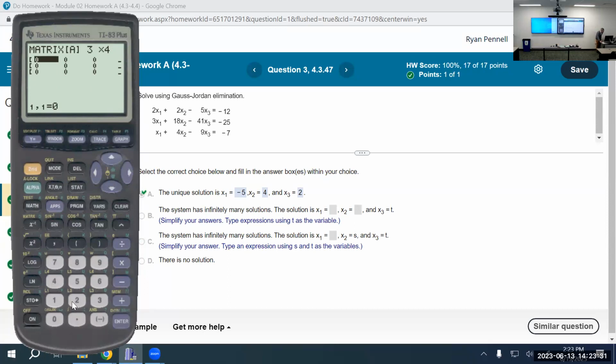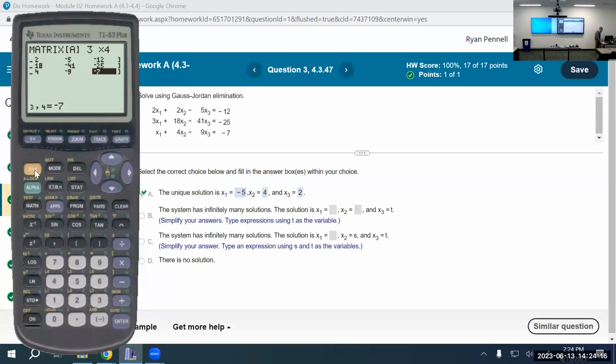Okay. Enter my entries. 2, 2, 5, 12, 3, 18. I'm just entering it. So far, I just entered in the matrix. So I entered in my matrix A. That's all I've done. So I want the calculator to reduce this for me. I don't want to do it by hand. I've run out of time.